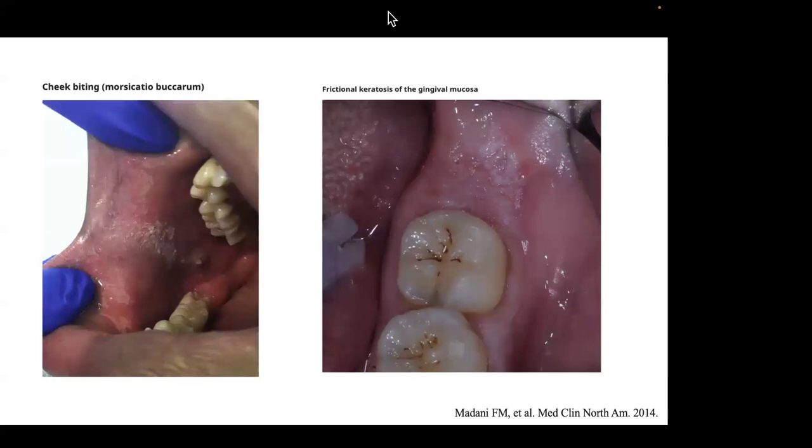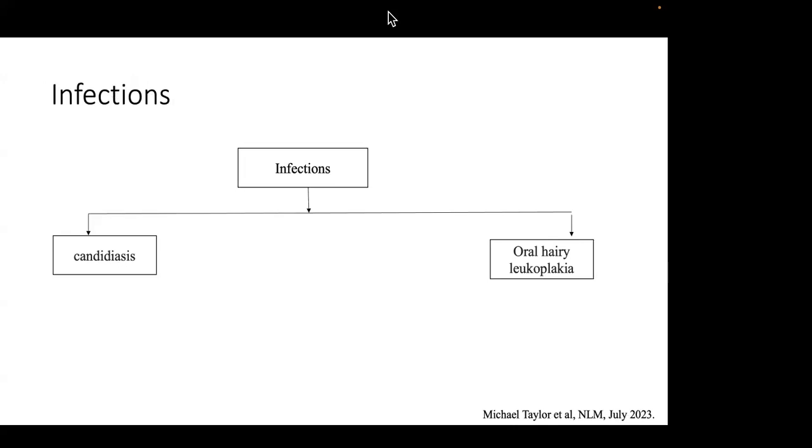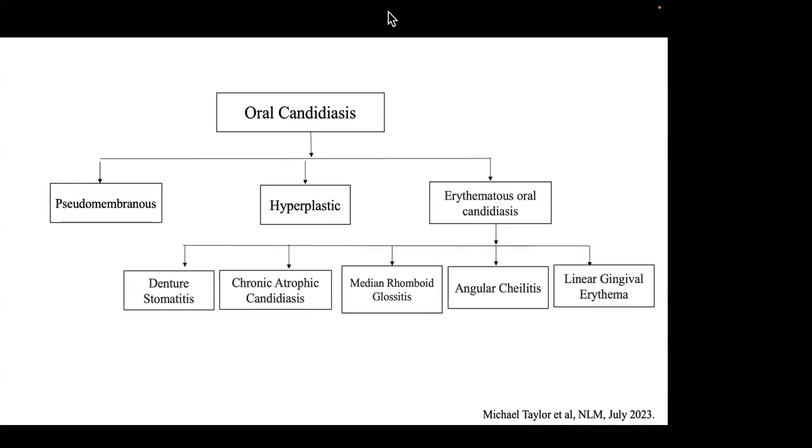There are a few images. The first one is showing the cheek biting, which is showing the presence of a macerated white thickened plaque. Frictional keratosis of the gingival mucosa in the next image. Going to the infections, infections can occur in the form of oral candidiasis, which is a common opportunistic infection, and oral hairy leukoplakia.